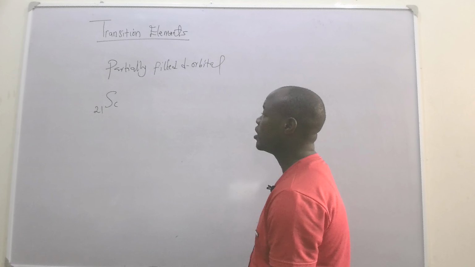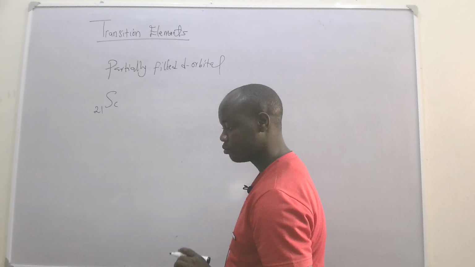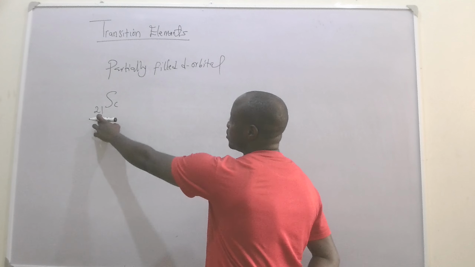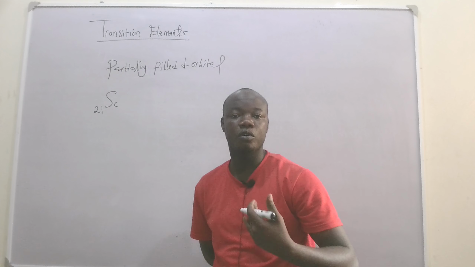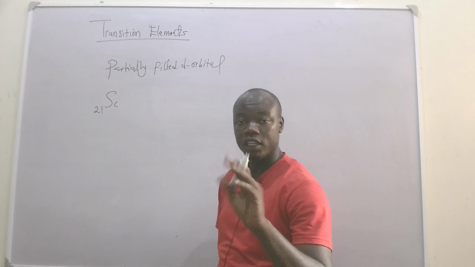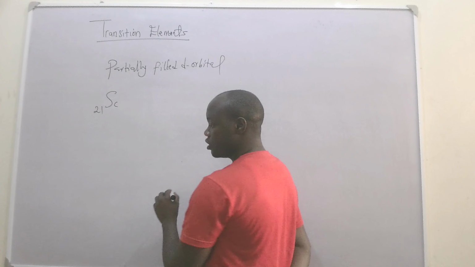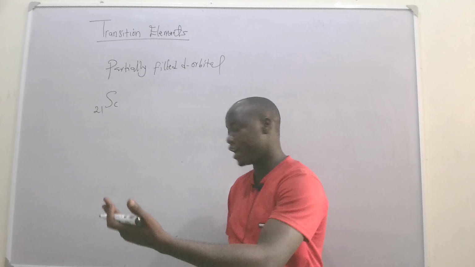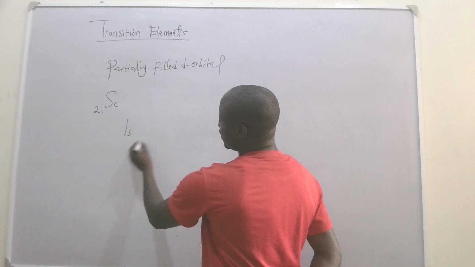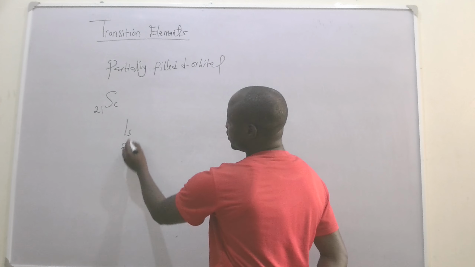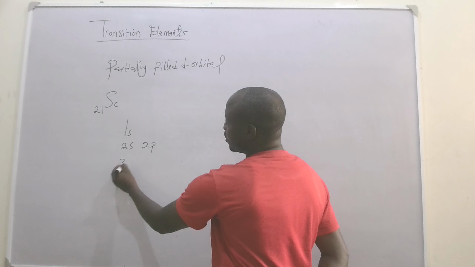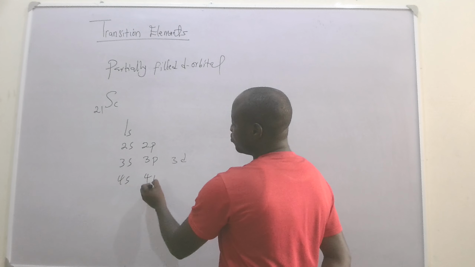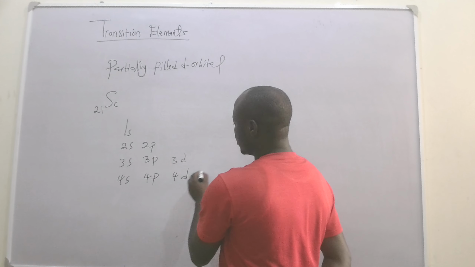So scandium is an element that has atomic number 21. How do you arrange the electrons of scandium? You need to follow the Aufbau principle. And what is the Aufbau principle? It is a rule that says that electrons are arranged from lower energy level to higher energy level. That is where we have this pictorial representation: 1s, 2s, 2p, then 3s, 3p, then 3d, 4s, 4p, 4d, 4f.